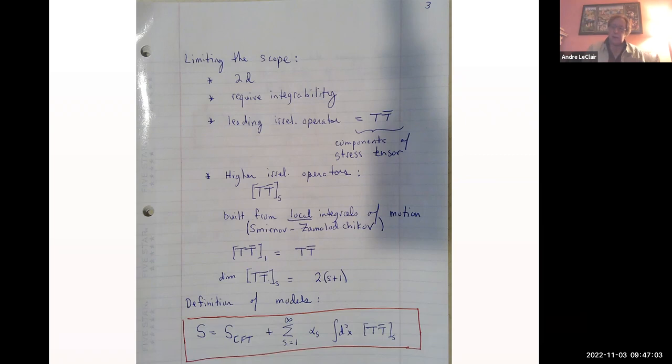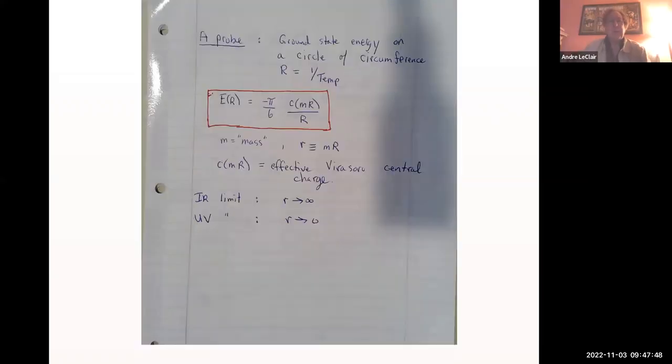I've thrown out the relevant operators, which essentially fix the infrared spectrum. So I have some given conformal field theory, and then I perturb it by what's going to end up being an infinite series of more and more irrelevant operators, which I'm just denoting TTbar lowercase s. The dimension of these operators is 2 times s plus 1. The lowest one is s equals 1, which is a dimension 4 operator. And that's partly what this conference is about anyway.